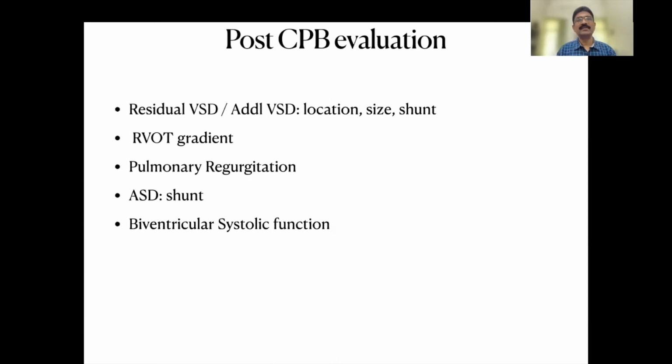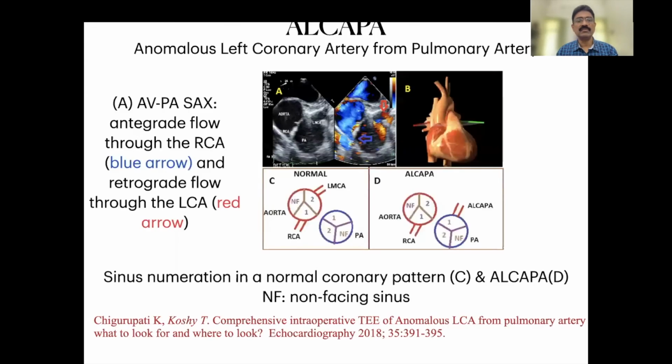The RVOT gradient should be around 30 millimeters, and if it is higher, you need to tell them whether it is at the valve level, infundibular level, or supravalvular level. If the surgeon puts a transannular patch, there is a chance of pulmonary regurgitation, and you need to quantify it. In difficult cases, they keep a small ASD and look at the shunt, and always assess biventricular systolic function.